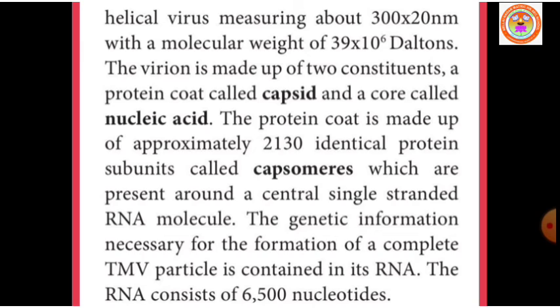So I am concluding, TMV is a rod shaped helical virus. Its size is about 300 by 20 nanometer. Its genetic material is a single stranded RNA molecule. The virion or infective particle contains two components: nucleic acid, which is surrounded by a protein coat called capsid. The capsid is made up of protein subunits called capsomeres. There are 2130 identical protein subunits. The central core of the virus is RNA, surrounded by capsid. The RNA of the virus contains 6,500 nucleotides.